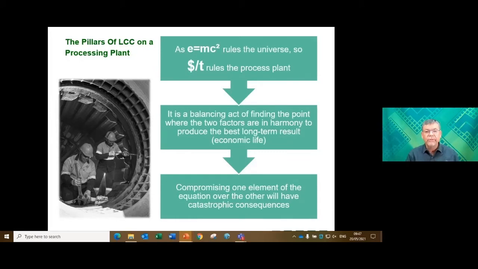Now we're all familiar with the equation E equals MC squared, derived by our good friend, to rule the universe. Now the equation that rules our lives on a process plant is cost per ton. Everyone sits with that every day.